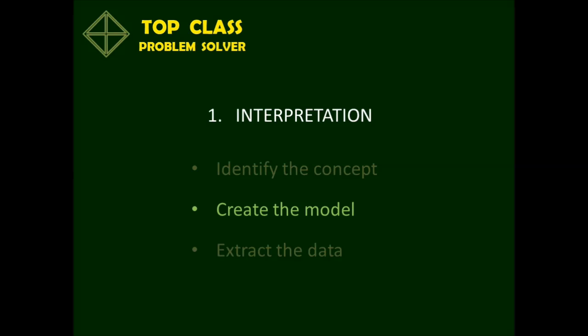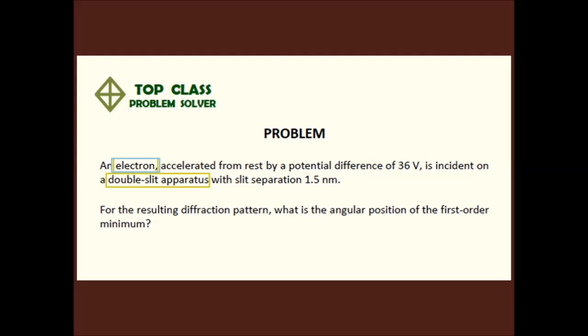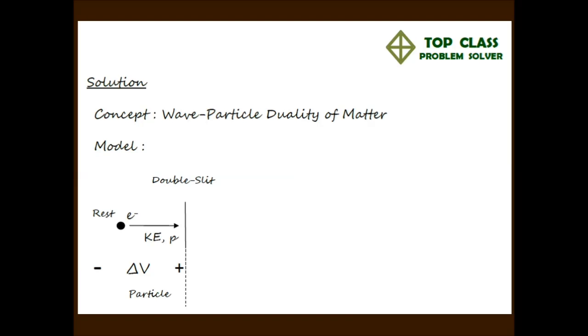The next step of the interpretation is to create the model and represent the model in a diagram. There are 2 fundamental parts to this problem. When the electron is accelerated, it is treated like a particle. So in our model, we have the electron and the potential difference that accelerates the electron to the double-slit apparatus.